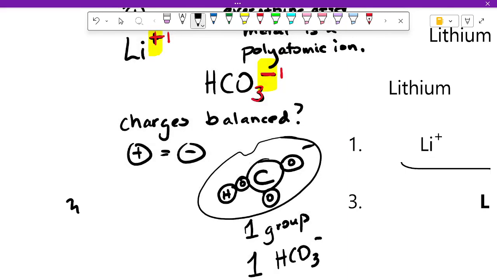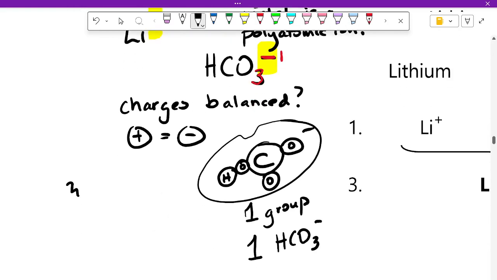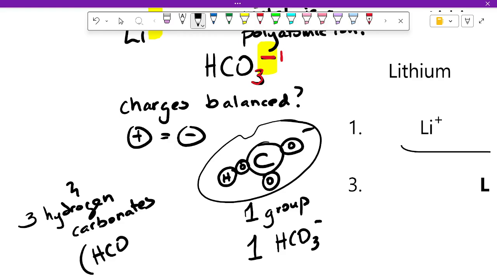If I wanted to have 3 hydrogen carbonates, three hydrogen carbonates would be HCO3 3. Elliot, does that make sense? Yeah? So that little 3 just means it's part of the group.